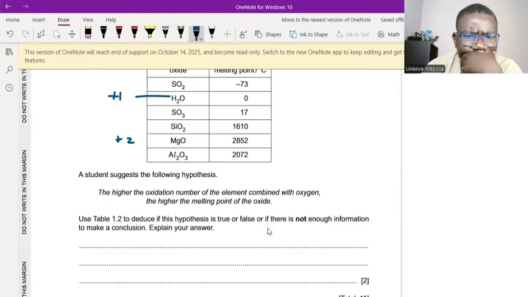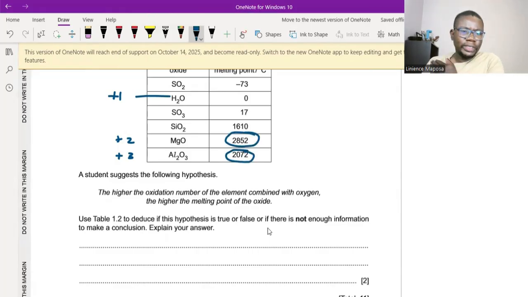Okay, but let's compare with something else. Maybe if we compare magnesium and aluminium, the oxidation state of aluminium here is +3, but we see that +3 has a lower melting point than +2. So magnesium has an oxidation state of +2, but its melting point is higher than that of aluminium oxide. So that's not true. The hypothesis is false.